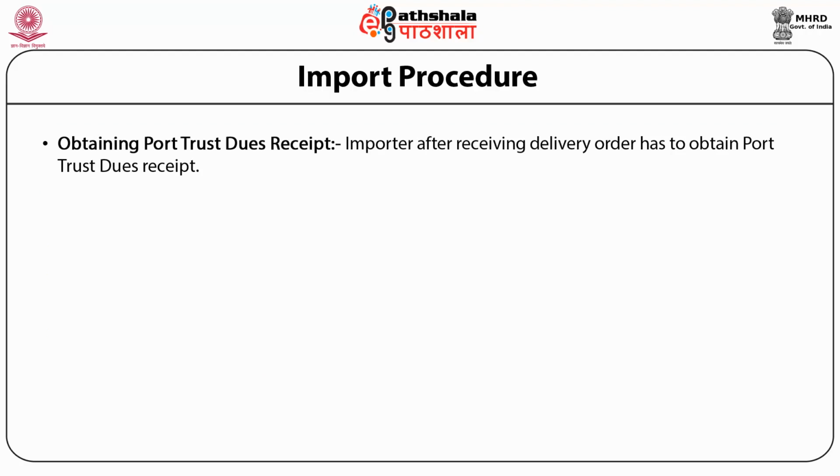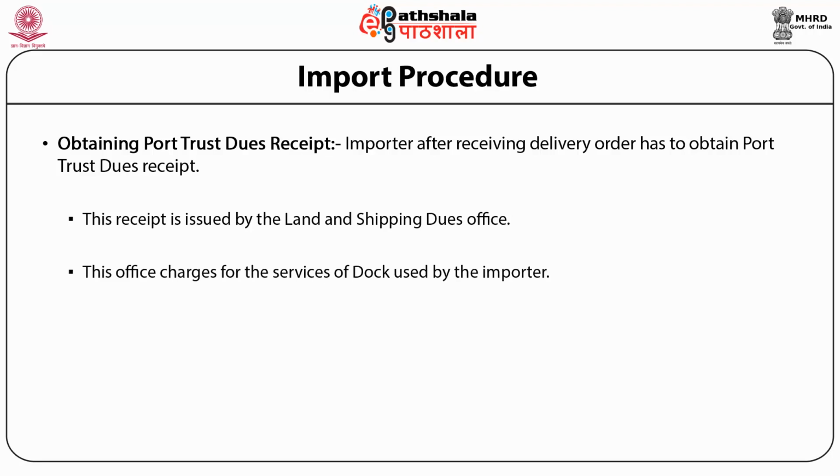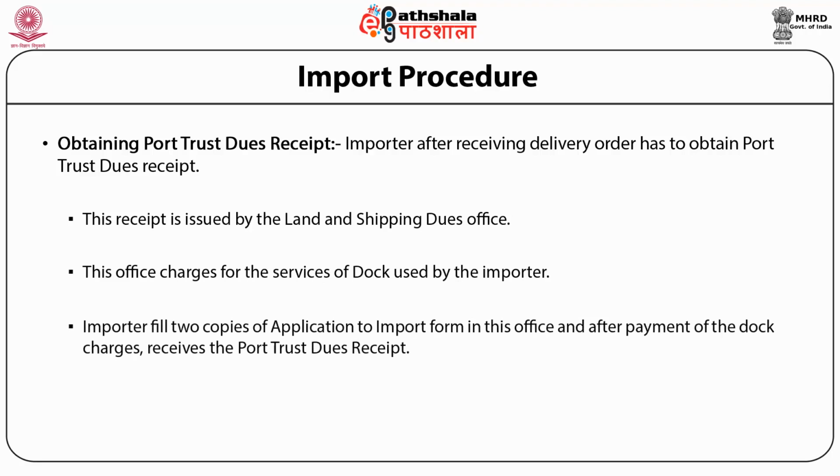Importer, after receiving the delivery order, has to obtain port trust dues receipt. This receipt is issued by Land and Shipping Dues Office. This office charges for the services of the dock used by the importer. Importer fills 2 copies of application to import form in this office and after payment of the dock charges, receives the port trust dues receipt.